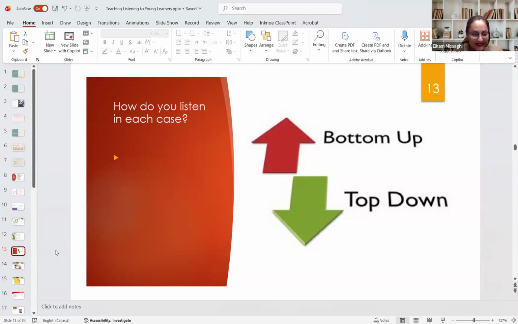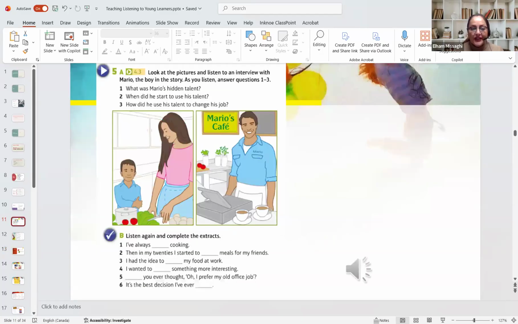Yeah, because let me show you here. So this is the listening. It's about Mario. You can show the picture to the students and say, hey, what do you think about the first picture? Can you guess what's happening here? What's it about? Tell me, what do you see when you look at this picture? And then the second picture, what do you understand from the picture?